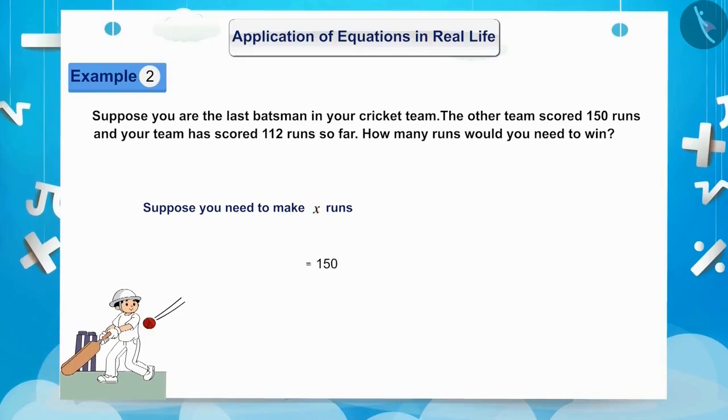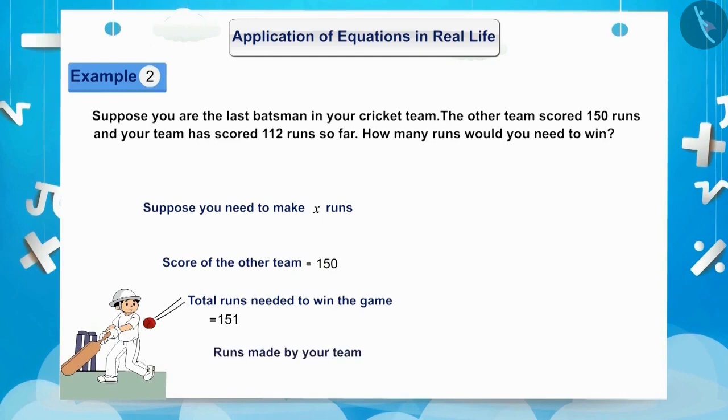If the score of the other team is 150 runs and you score 150, then the match will be a draw. But in order to win the game, your team needs 151 runs. If we represent this situation in algebraic form, the equation would be runs made by your team plus number of runs you need to score is equal to 151. That is, 112 plus x is equal to 151.